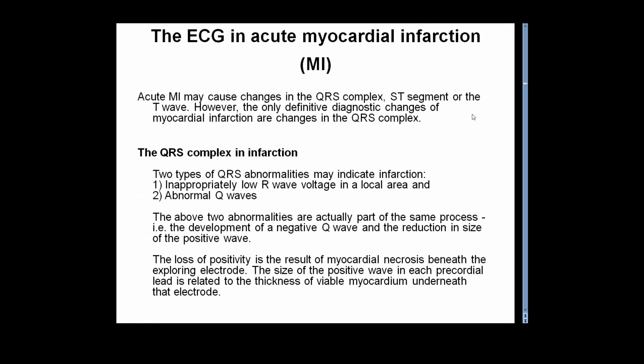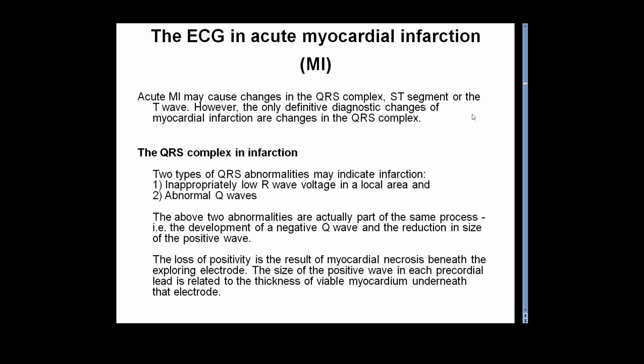ECG in acute myocardial infarction include changes of Q wave, ST segment, or T wave. QRS complex and infarction. Two types of QRS abnormalities may indicate infarction: inappropriately low R wave voltage in a local area and abnormal Q wave. Q wave associated with necrosis.